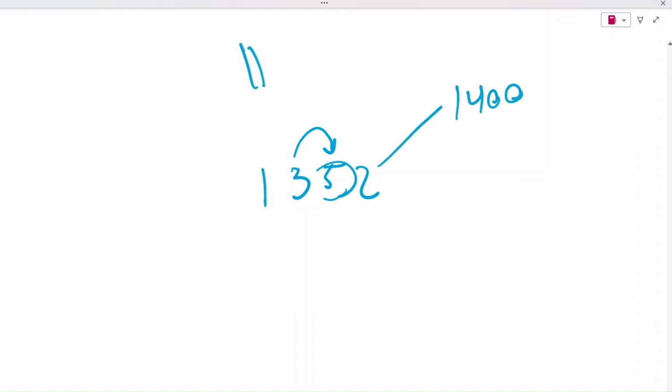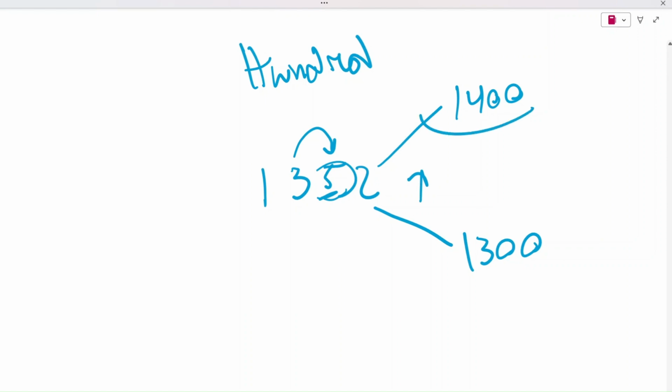For another example, say we have 1,352. Well, we're still looking at the digit to the right of the 100 location. So we're looking at this 5. So we know it can be 1,400 because we're still rounding to the 100 location, or it could be 1,300. Well, we know 5 rounds up, so 1,400 is our answer.